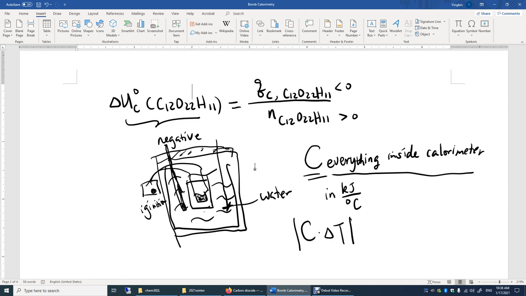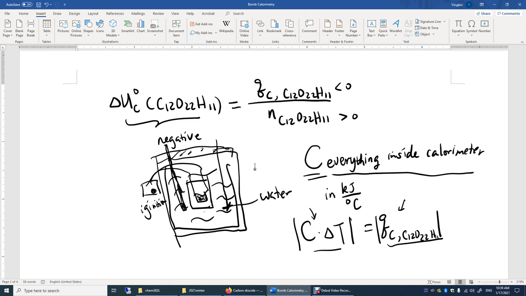This is positive, but I just want to make sure that you understand that there's a change of sign here. This is negative. This is positive, so I just want to make sure that you understand why I use the absolute sign. Well, it's just to avoid confusion. I'm just saying that the amount of heat released from the reaction is equal to the amount of heat absorbed by everything inside the calorimeter.